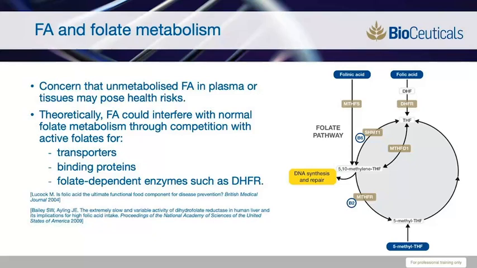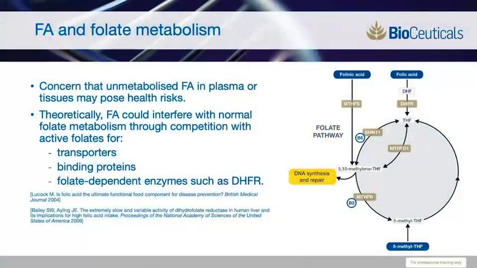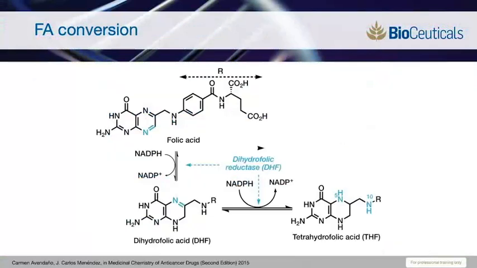Theoretically, folic acid could interfere with normal folate metabolism through competition with the active forms for the transporters. I already mentioned that those transporters have a higher affinity for the food folates, but if someone's not eating a lot of food folates, or perhaps they're overcooking their veggies and not getting a lot from the broccoli, but they are taking folic acid supplements, there's going to be this competition and it's going to bind with the folic acid. Also competition with the binding proteins and the folate-dependent enzymes such as dihydrofolate reductase.